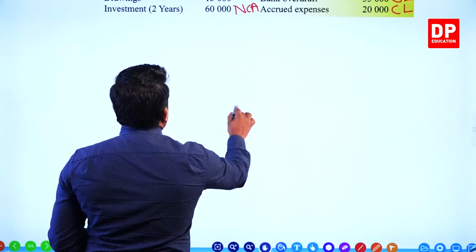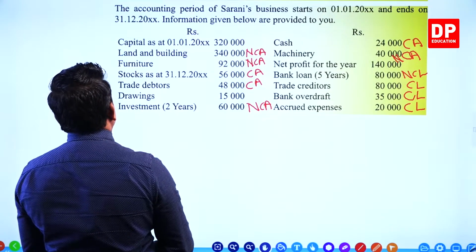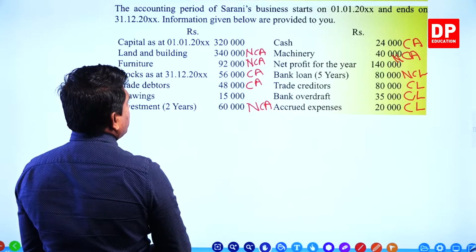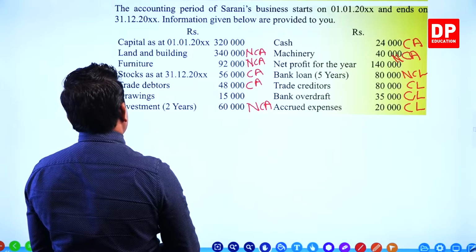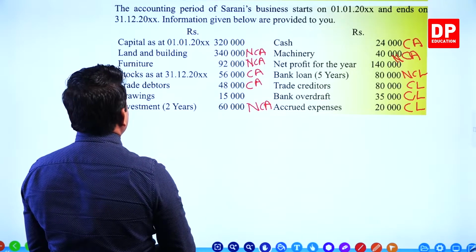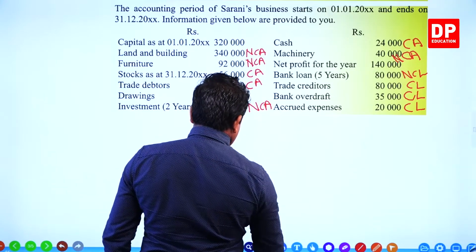If you want, you can count how many non-current assets are here. Land and building 1, 2. Furniture, machinery 3. Only 3 non-current assets, no? Including investment, we can consider 4 items, right? Okay, okay. Now we draw the statement.